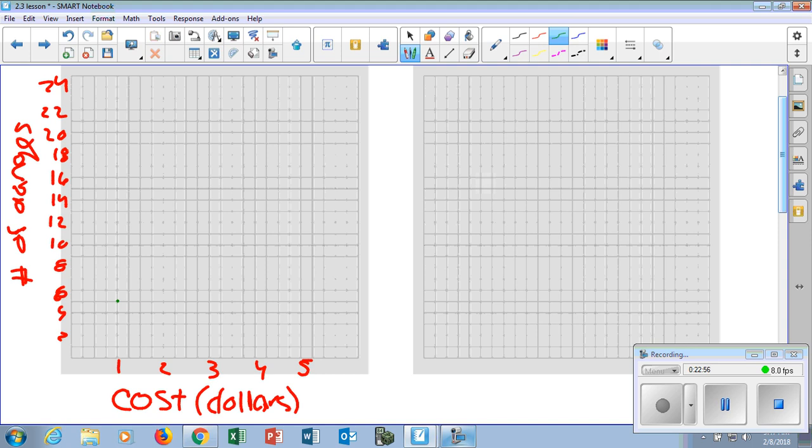At $2, how many oranges would we have? Peyton? I'm sorry? 10. So $2 we have 10. $3. How many oranges would we have? Ava Mustang. 15.